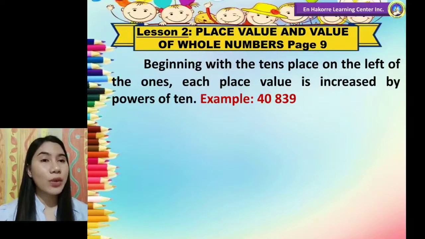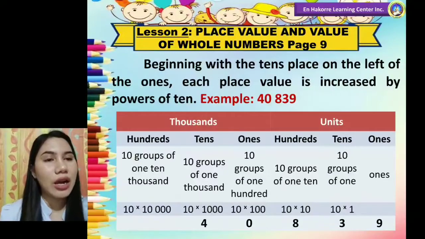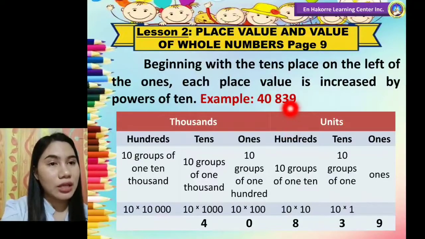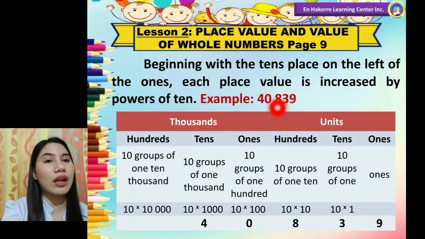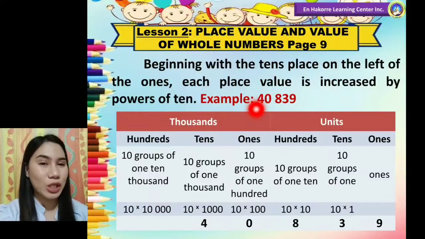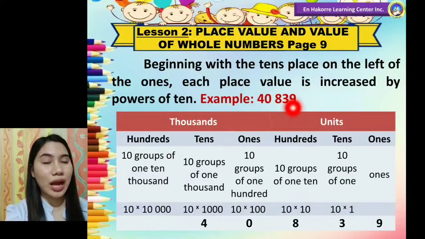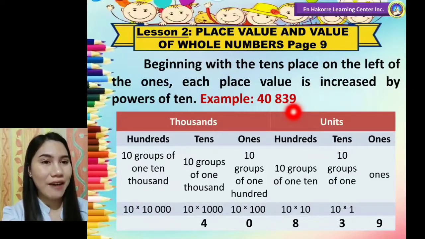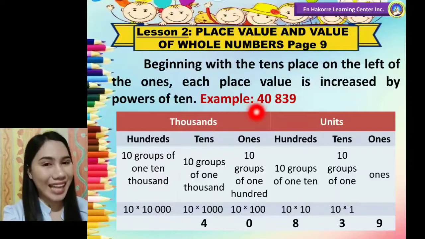Beginning with the tens place on the left of the ones, each place value is increased by powers of 10. As you can see there, this is your ones place. Since 9 is in the ones place, the numbers going to the left side, my dear children, are increased by the power of 10.